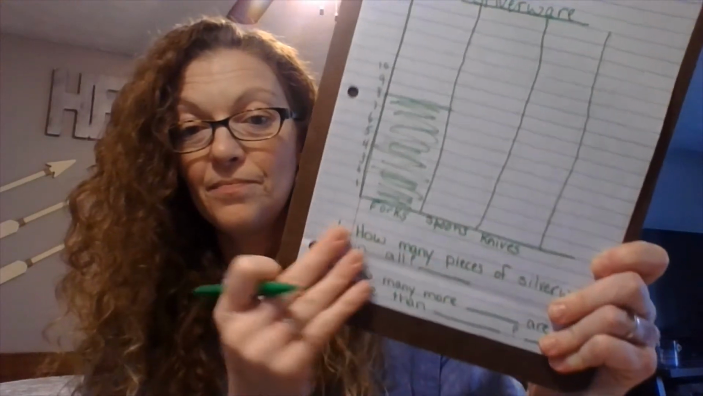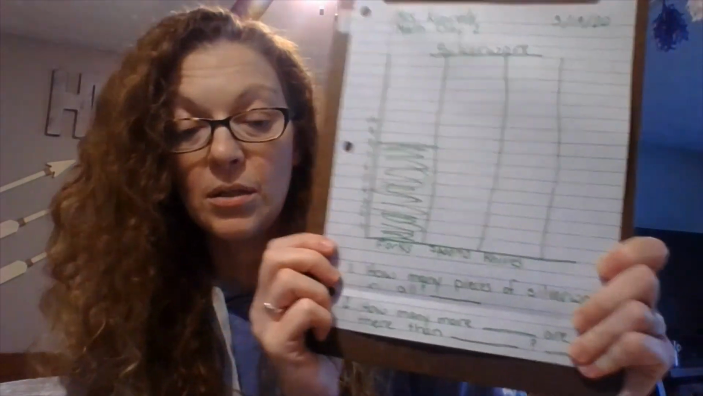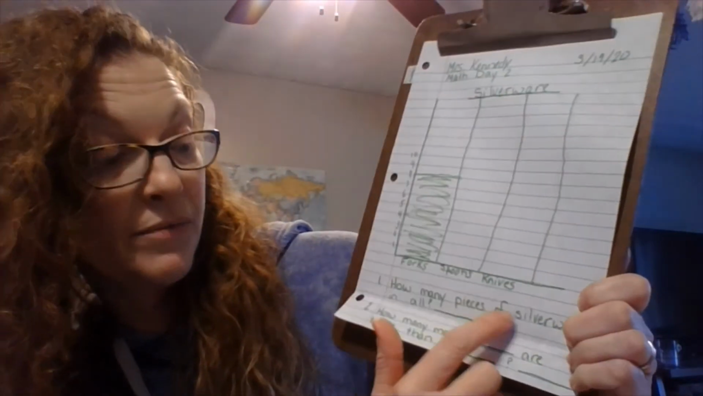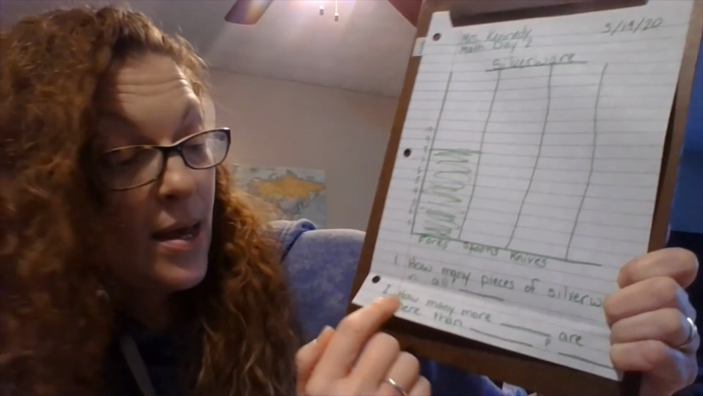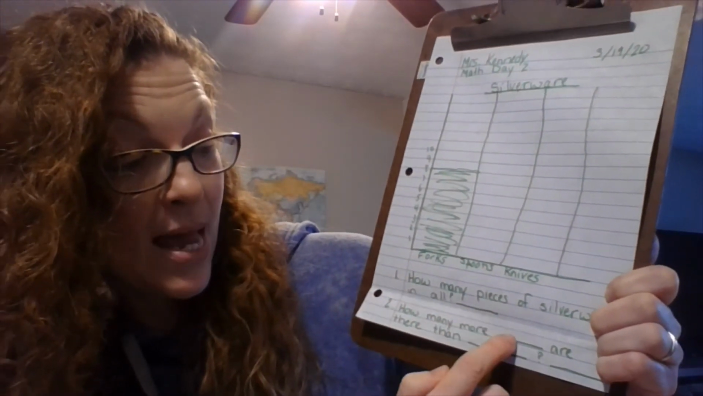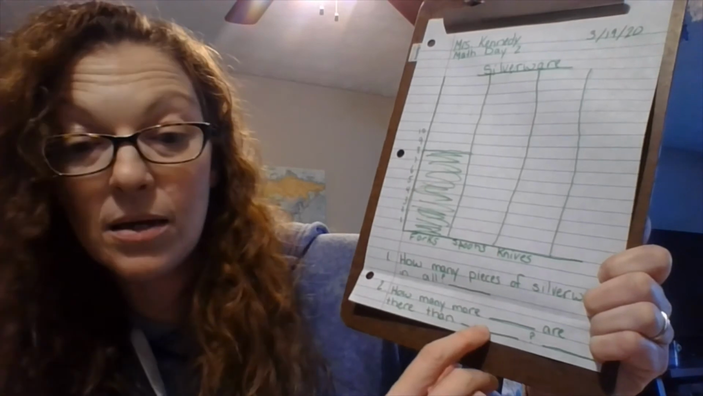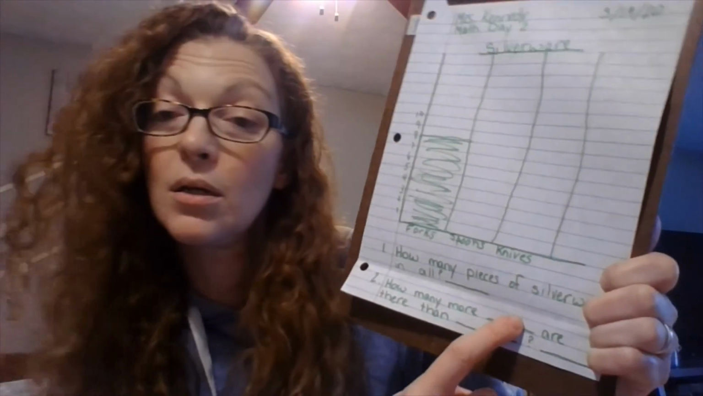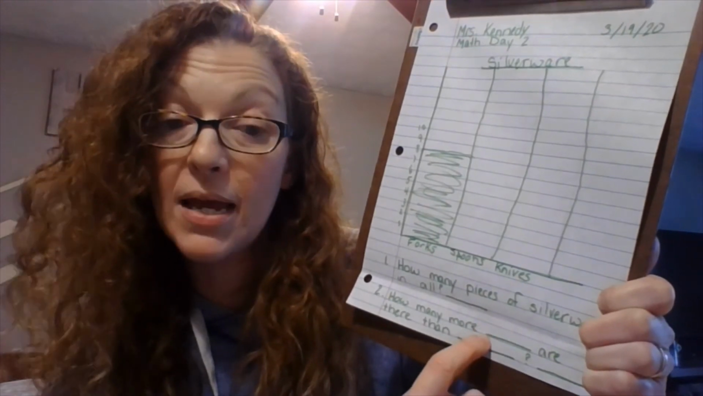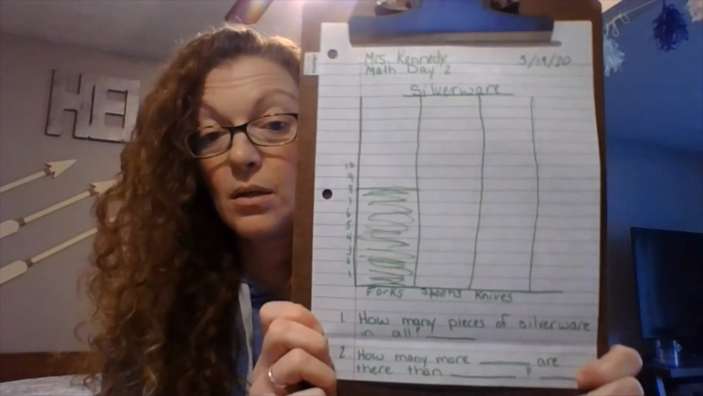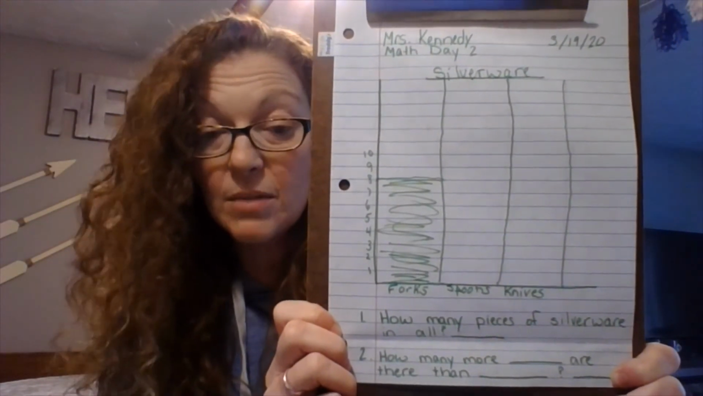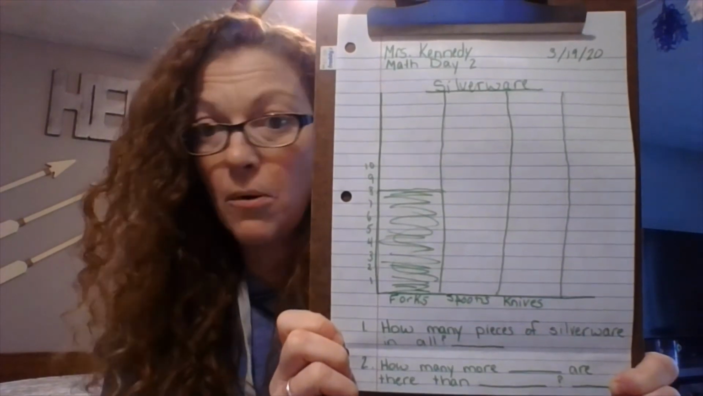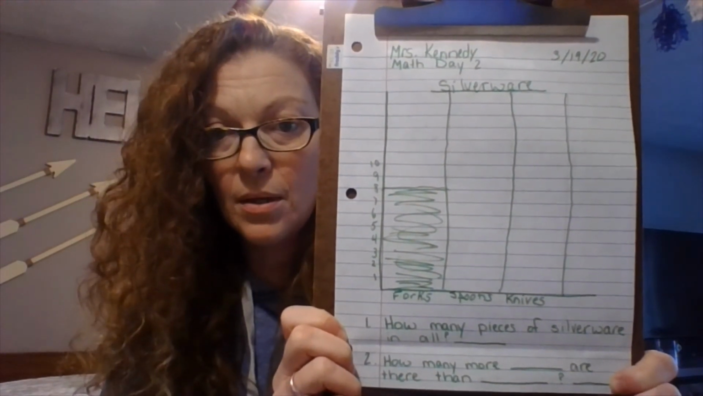And then I want you to answer these questions. How many pieces of silverware in all? And how many more blank are there than blank? Now, I don't know how many, so you're going to choose which items you're going to write in here, then solve it. So pause the video on this to make sure you have all this ready. You can always come back to it if you need to.